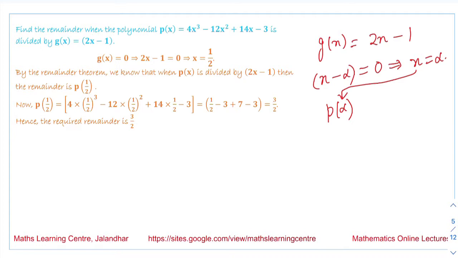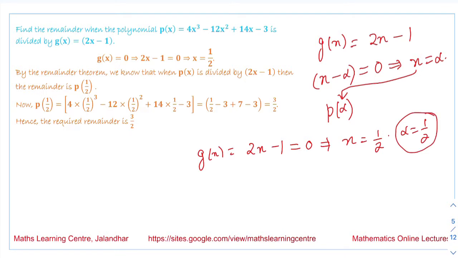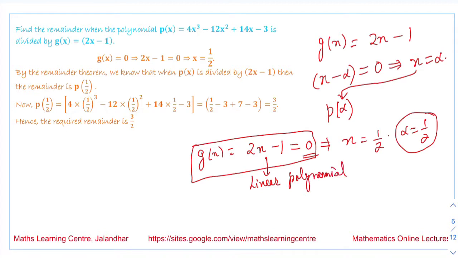So in this particular case, g(x) is equal to 2x minus 1. We equate it equal to 0. When you equate it equal to 0, you will get x is equal to 1 by 2. So alpha in this case is 1 by 2. This is a more convenient way to find the value of alpha: whatever g(x) is given to you, you equate it equal to 0, because this is a linear polynomial and the remainder theorem is valid for all linear polynomials.